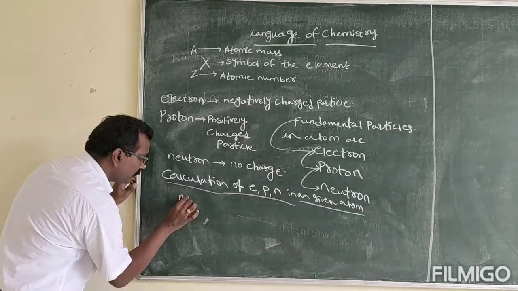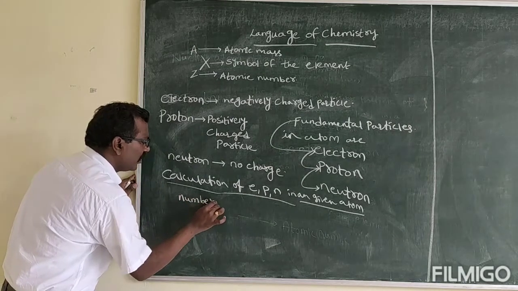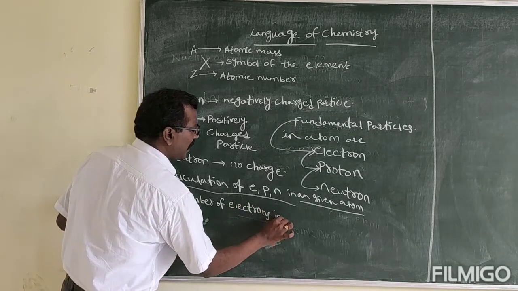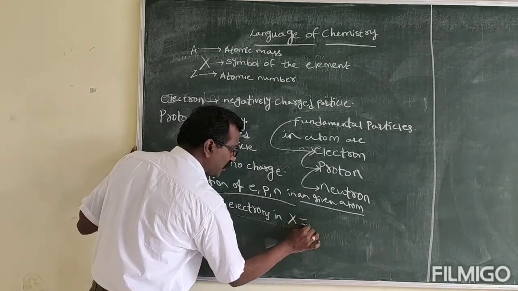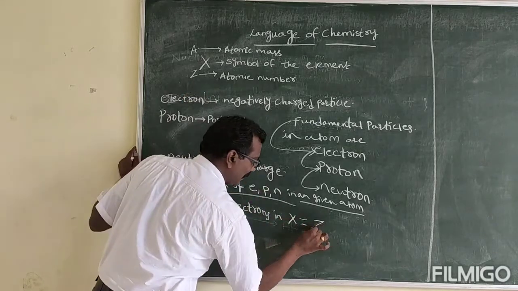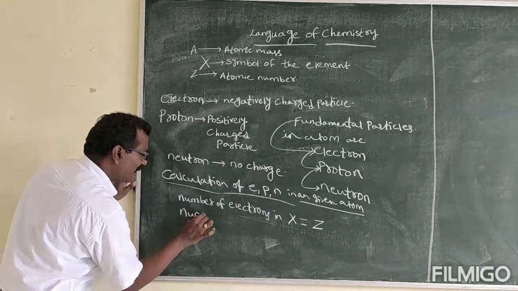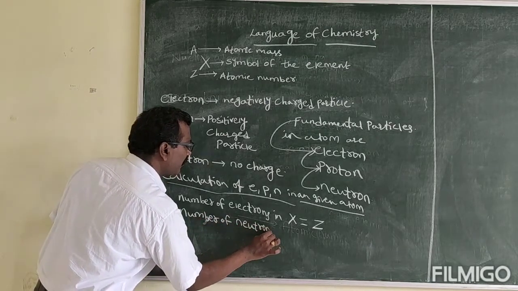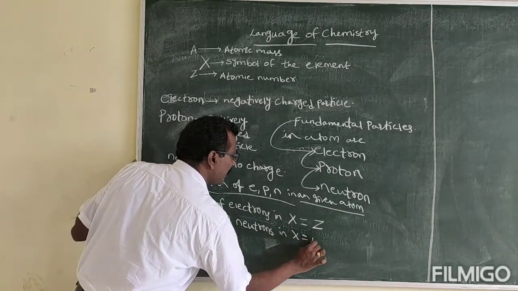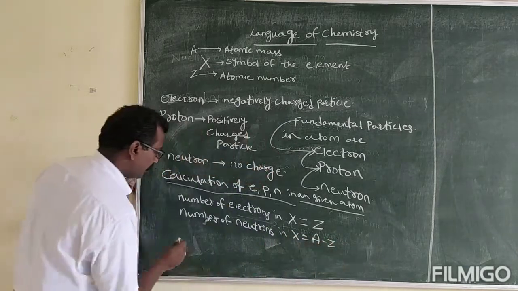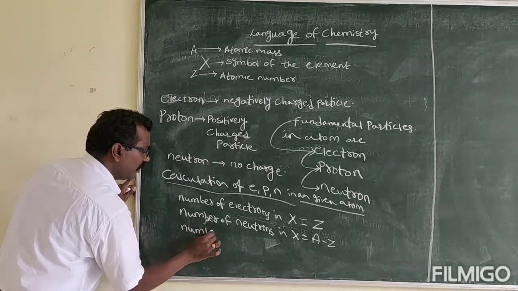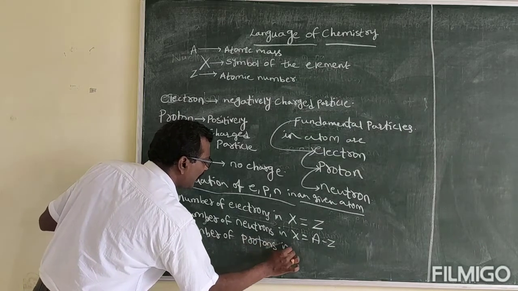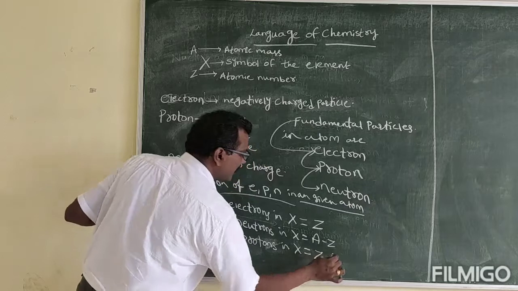Number of electrons in X is equal to Z. Number of neutrons in X is equal to A minus Z. Number of protons in X is equal to Z.